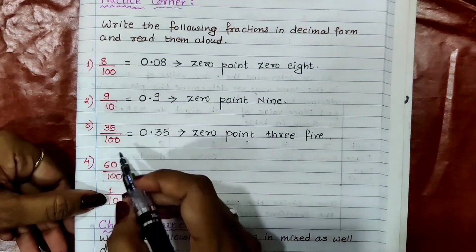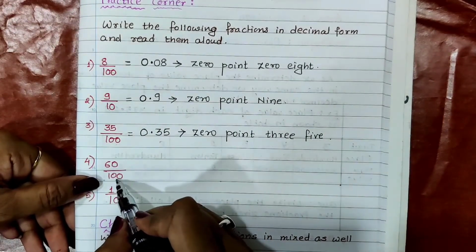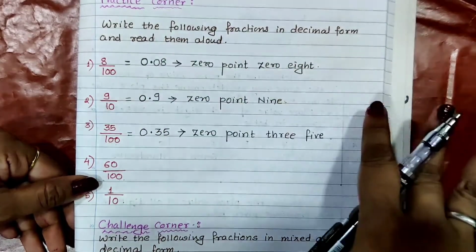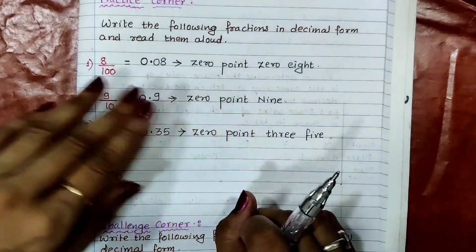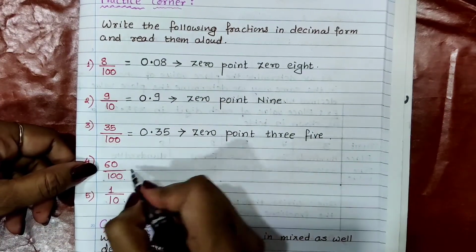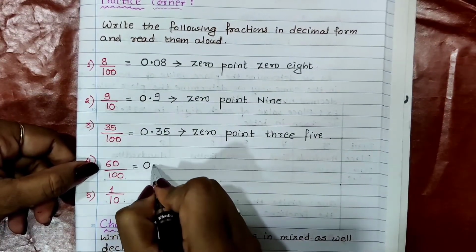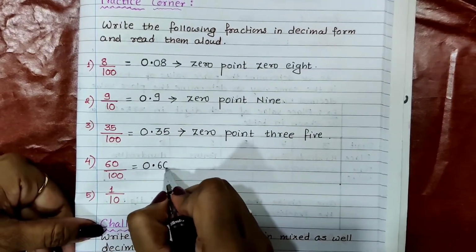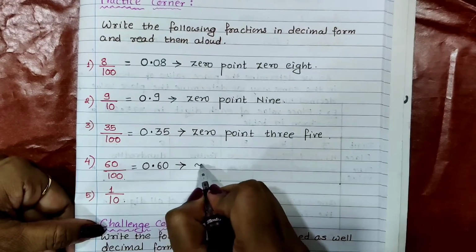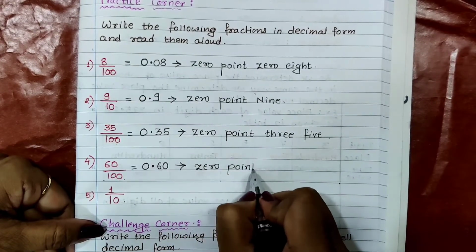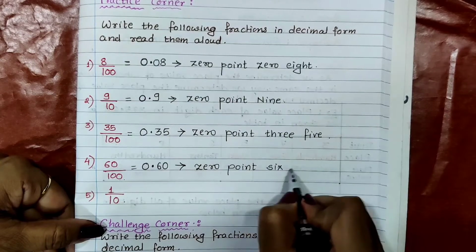Okay. Now, again, 100 is there in the denominator. So, there should be 2 digits on the right hand side of point. What should be written on the left hand side? On left hand side, no integer is there. That means we have to write 0, 0 point. 2 digits are there in the numerator. So, we have to write 0.60. How to read? 0.60.